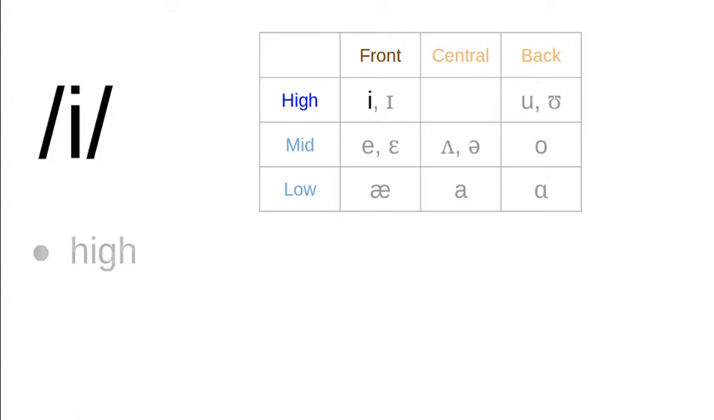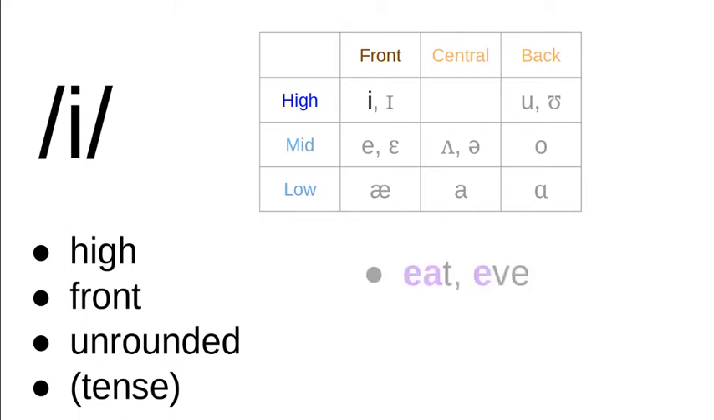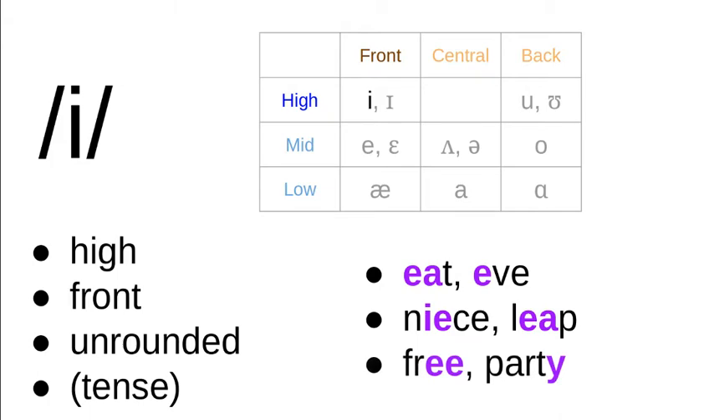This represents a high, front, unrounded vowel. And because the other I symbol also sits in that same high, front, unrounded position, we're going to call this one the tense version. Like most of the vowels, this one is spelled a lot of ways in English. We have it in eat and Eve with the letter E, in niece and leap. We have it in free and at the end of party. So E's, A's, I's, Y's, all participating in this sound.